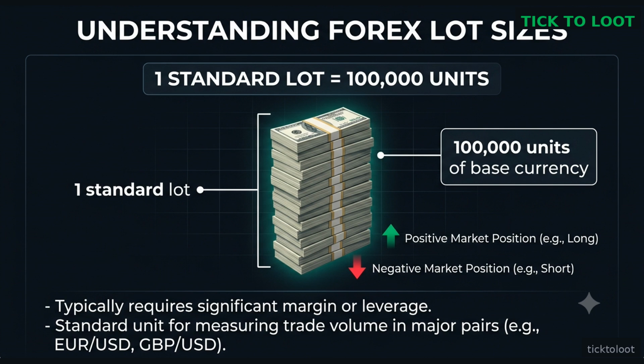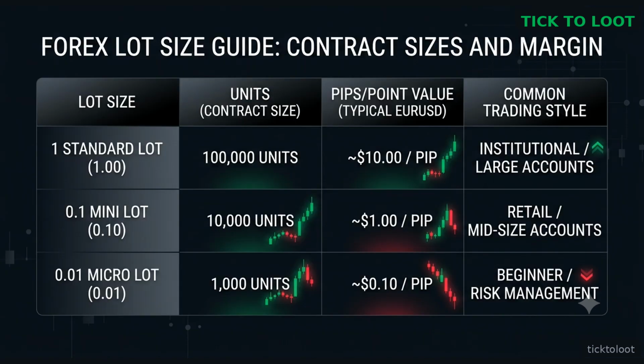Now let's talk about lots. A standard lot is the standard unit of trading size in the Forex market. One standard lot is equal to 100,000 units of the base currency. There are also smaller lot sizes available, like the mini lot and micro lot. A mini lot is 1/10 of a standard lot, or 10,000 units of the base currency. A micro lot is 1/100th of a standard lot, or 1,000 units of the base currency.